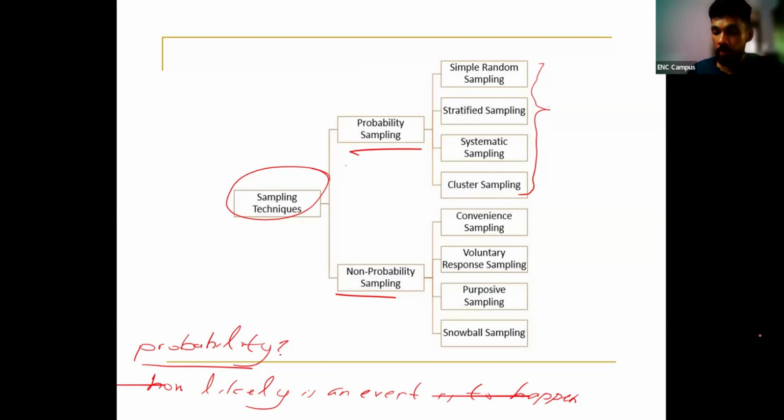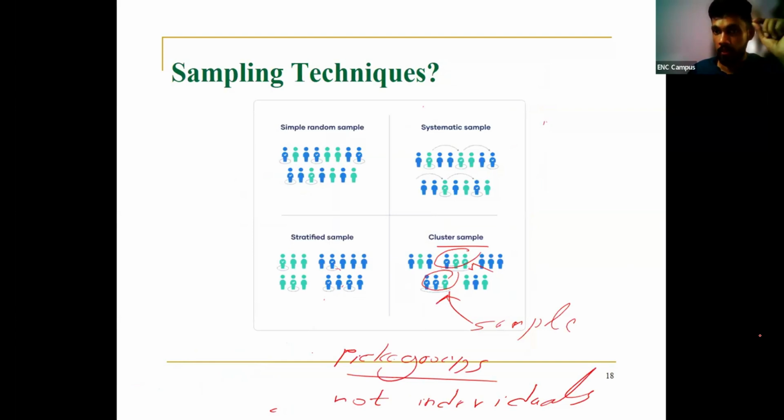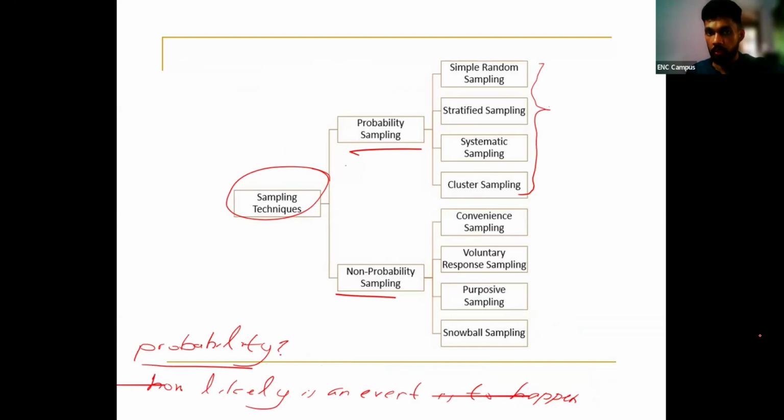In systematic sampling, we select a starting point and select every nth element, right? So based on the starting point, every element has a chance of getting selected. Then cluster sampling. We divide our population into clusters. Every element belongs to a cluster, and there is a probability of getting that cluster selected, right? So in probability sampling, every member of the population has a non-zero chance of getting selected.